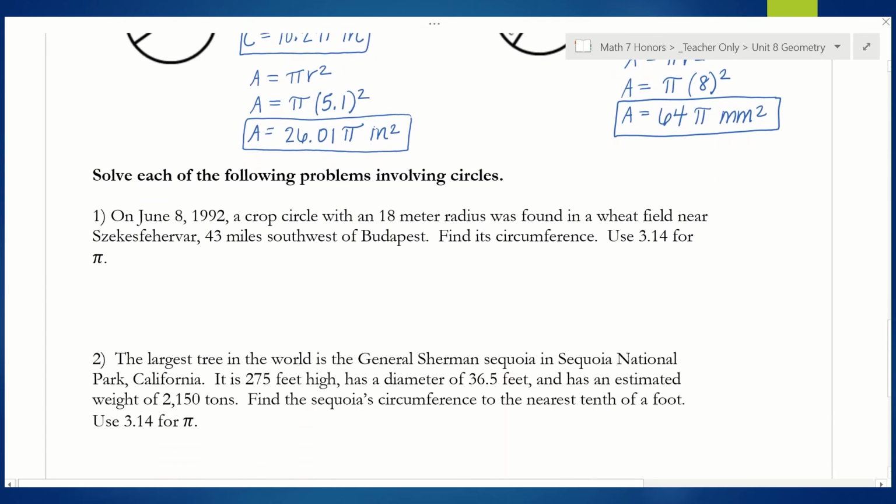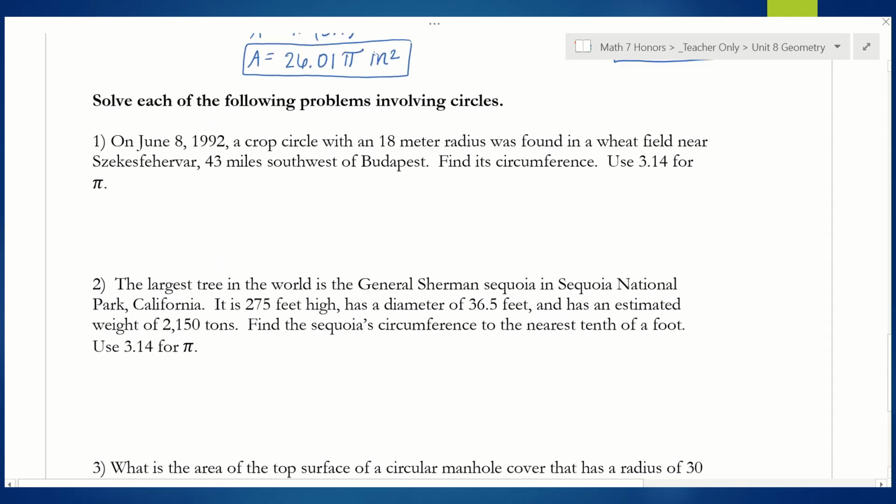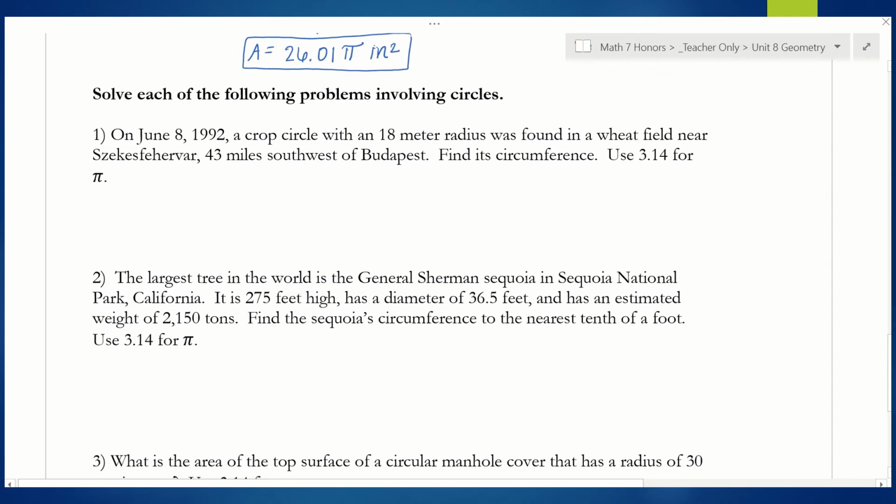Okay, last couple questions here are some word problems. So number 1 says, on June 8th, 1992, a crop circle with an 18-meter radius was found in a wheat field near, I'm going to let you guys interpret how to say that, 43 miles southwest of Budapest. Find its circumference and use 3.14 for pi.